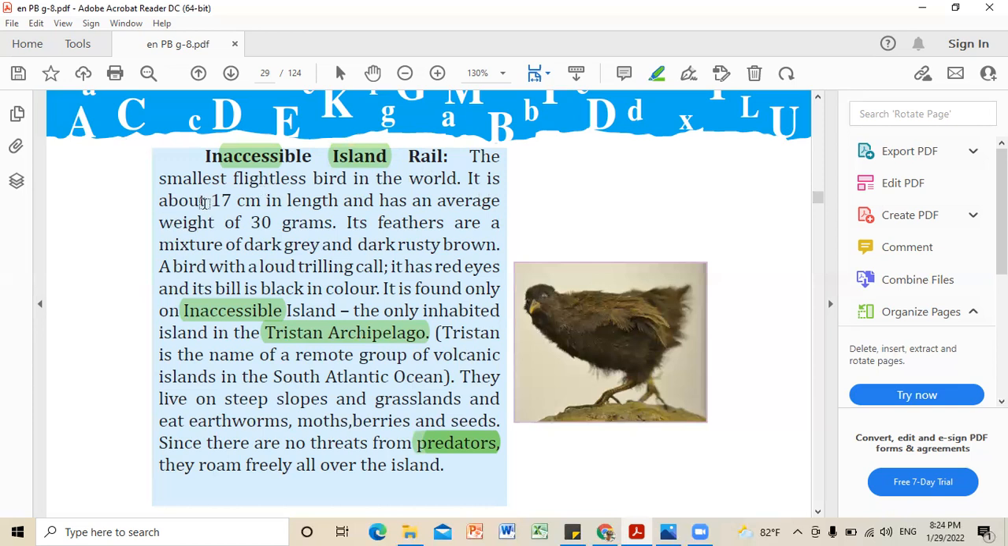It is about 17 centimeters in length and has an average weight of 30 grams. Right? It is about 17 centimeters in length. Length means dig in Sinhala; from the front to the back, about 17 centimeters. And has an average weight of 30 grams. What do we mean by average weight? Do you know what average means? No, teacher. Average means සාමාන්‍ය.